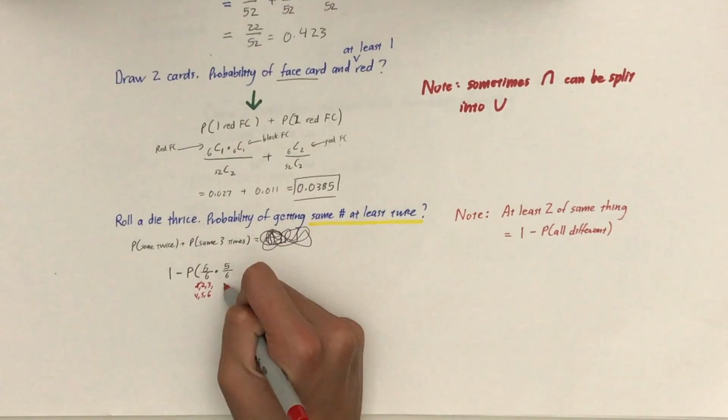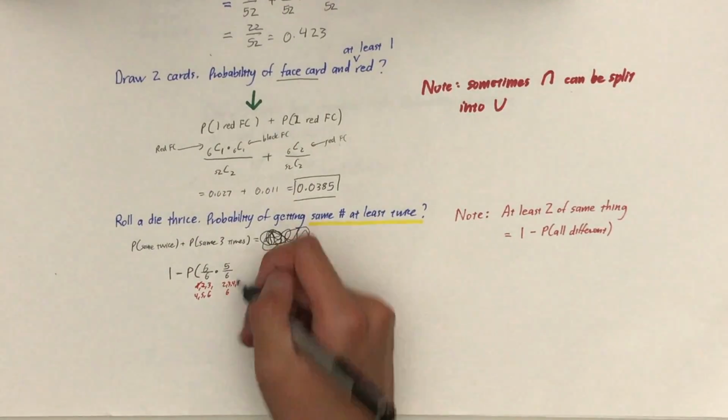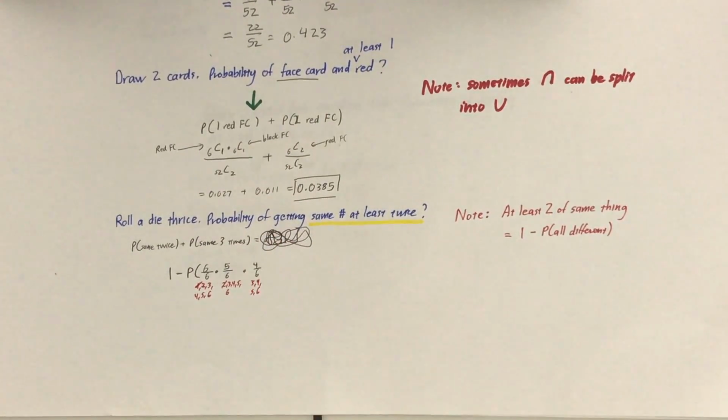So there's a 6 out of 6 probability that you'll get any number on your first roll, a 5 out of 6 that you'll get a different number on your second roll, and a 4 out of 6 that you'll get another different number on your third roll. So if you multiply those all together and subtract it from 1, then you get 0.444.